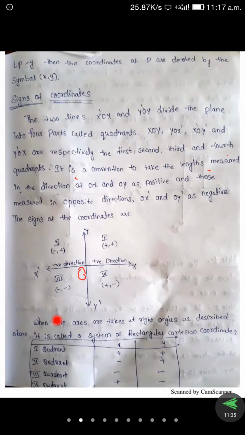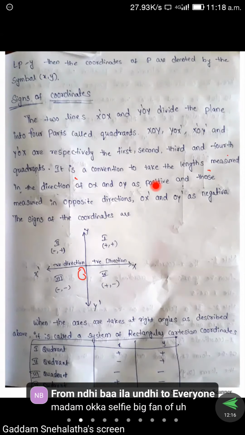So it is a convention to take lengths measured in the direction of OX and OY. OX means this, OY means this. So this is positive direction. OY is positive and OX dash is negative direction. OX dash is negative, OY dash is also negative. Like that we have to take positive and negative direction. It is a convention to take the lengths measured in the direction of OX and OY as positive and those measured in the opposite directions of OX dash and OY dash as negative.